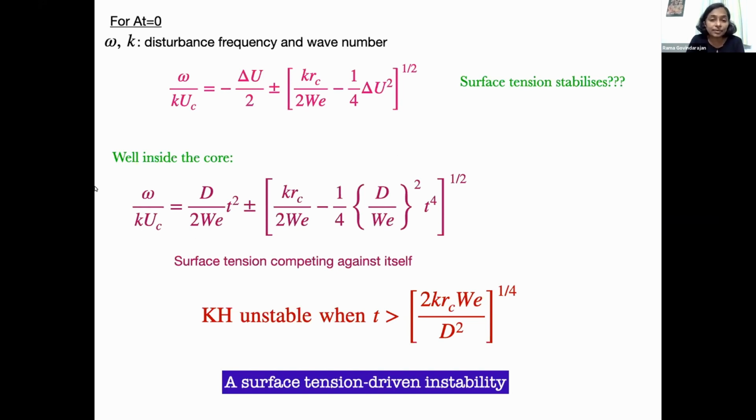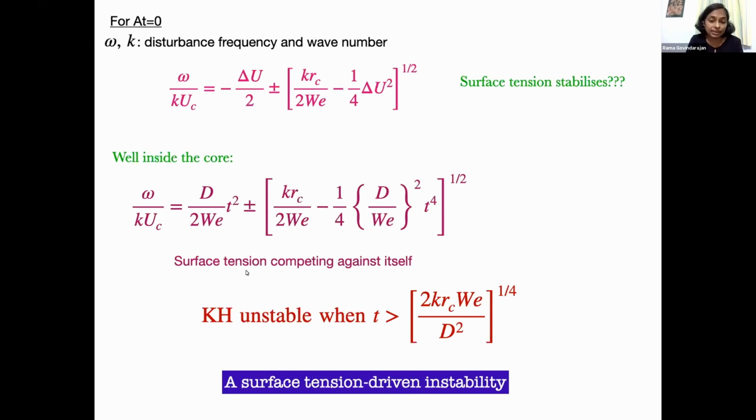And now well inside the core, we have this formula where you see surface tension competing against itself. Here is a positive, stabilizing term, which is the usual thing where surface tension hates very short wave disturbances and tries to stabilize them. K is the wave number, remember. So here it is trying to stabilize, and here it is trying to destabilize due to vorticity generation. And just staring at this tells me that at some time or other, this is going to win over that. And so that time is this.